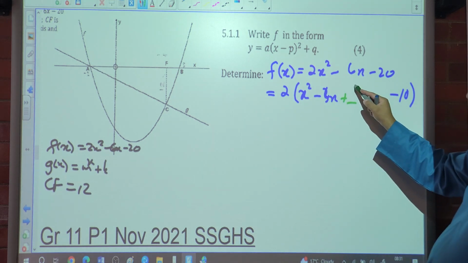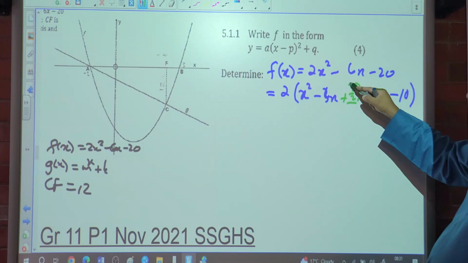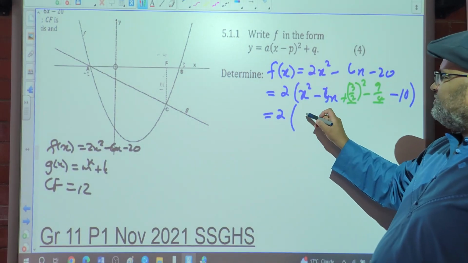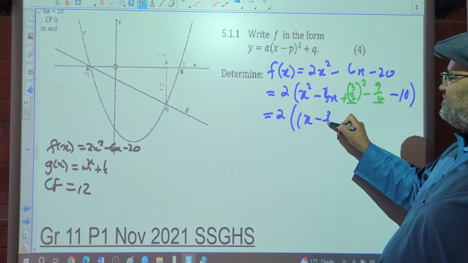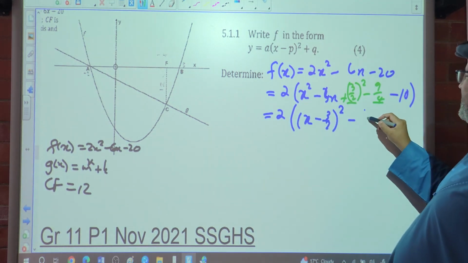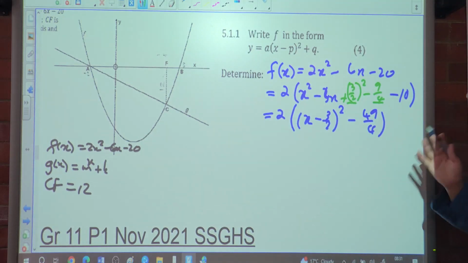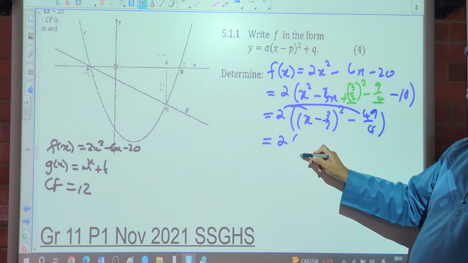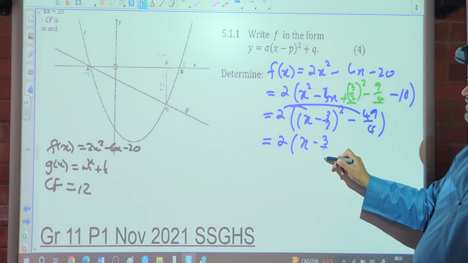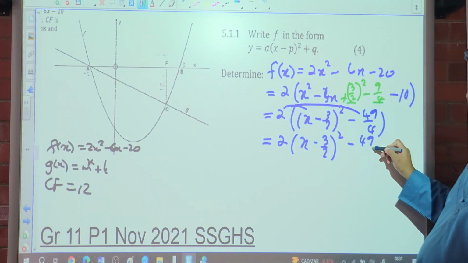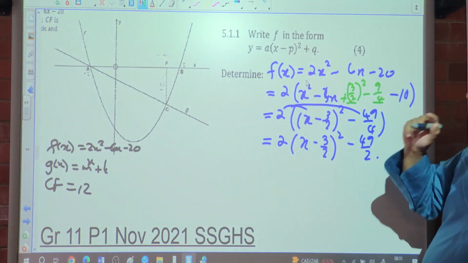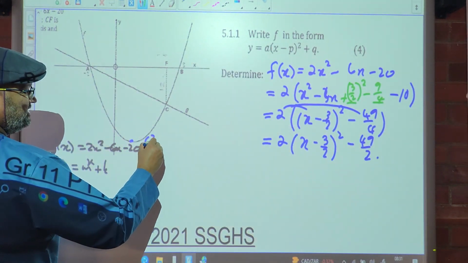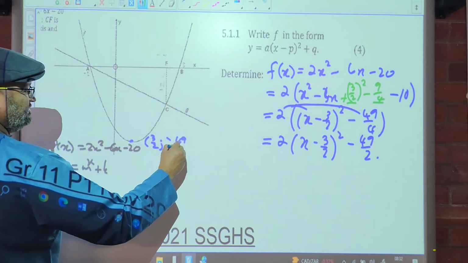So it's going to be 3 over 3 times half, which is 3 over 2, and it must be squared, which is 9 over 4. Which now gives us 2 into x minus 3 over 2 squared minus 49 over 4. If you can't do that in your head, you do it on the calculator. Multiply that in. So it's going to be 2 into x minus 3 over 2 squared minus 49 over 2. Which means to say that this point here is 3 over 2 and negative 49 over 2.